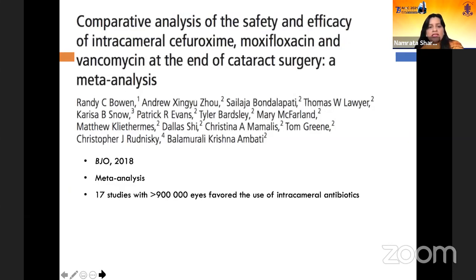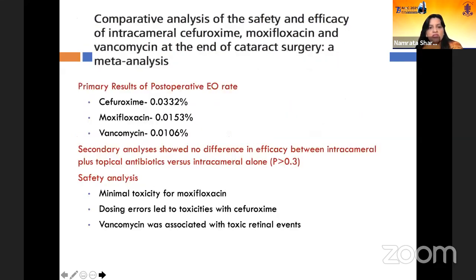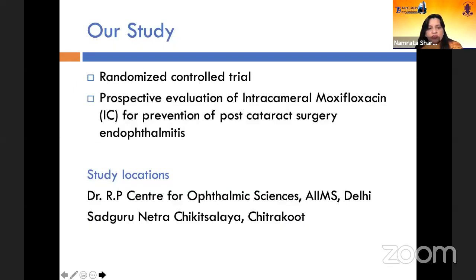Now, this study did a meta-analysis between cefuroxime, moxifloxacin, and vancomycin for cataract surgery, and there were 17 studies which were included in this. And they showed that the endophthalmitis rate did decrease, and there was no difference in efficacy between intracameral plus topical antibiotics versus intracameral alone. So from the safety point of view, it should be given because there are no toxicity issues at all.